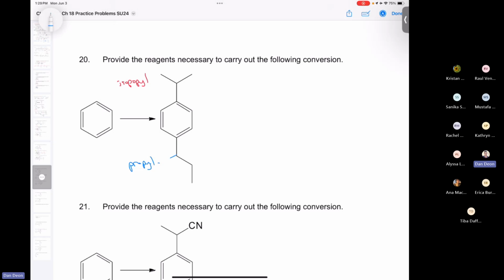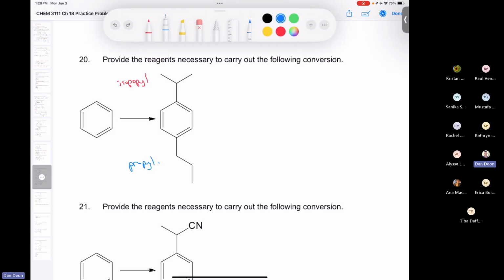So what's that going to look like? There we go. So what that's going to look like is this. This time I'll actually write out the whole thing. So the first step is going to be isopropyl chloride and aluminum chloride. Let me erase that. And that's going to give you the isopropyl compound.